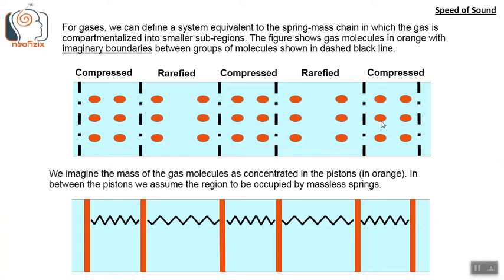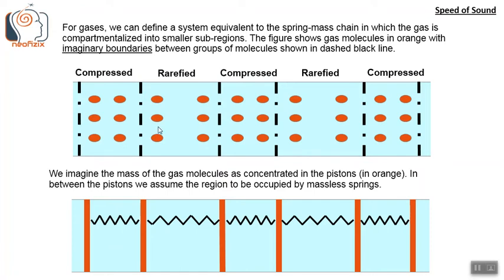So this is how we assume that the gas looks when the sound propagation is happening. There will be some compressed regions, higher density, lower volume, and there will be rarefied regions with lower density.